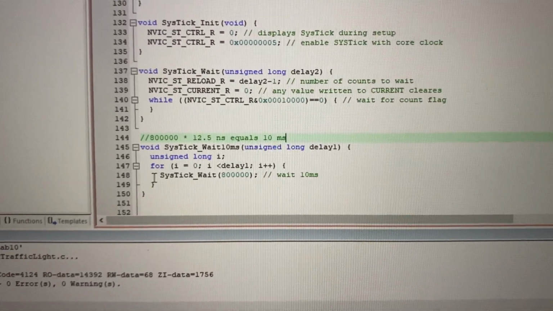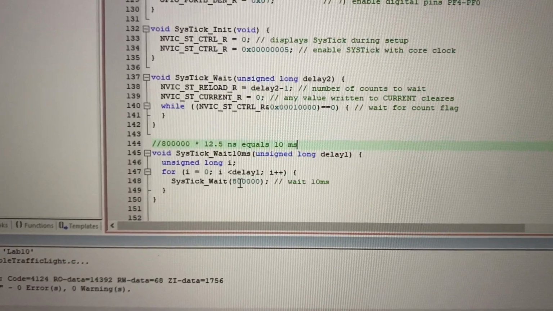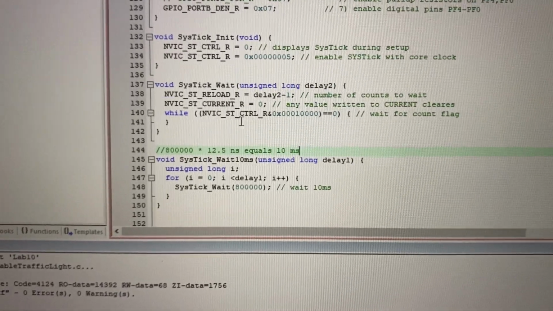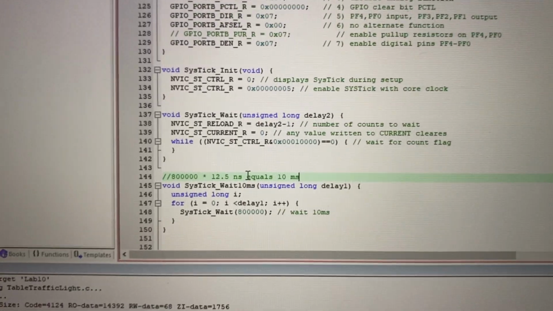As you can see here, we have a SysTick wait, and then this input goes into here, and it keeps counting and counting until it finally reaches 0. And when it does, it ends. In other words, the delay is complete.